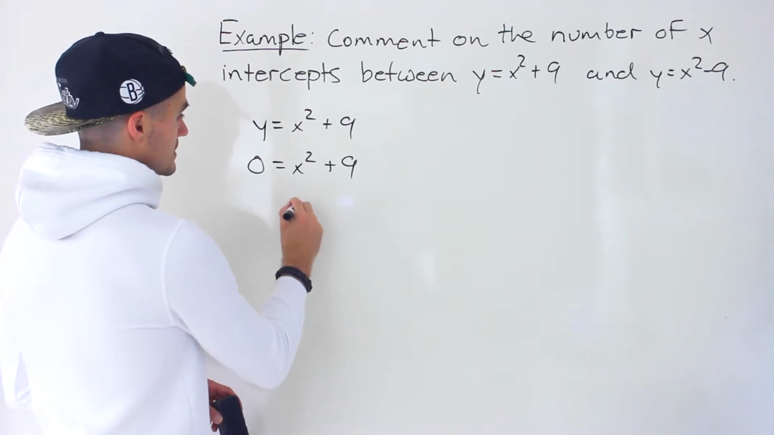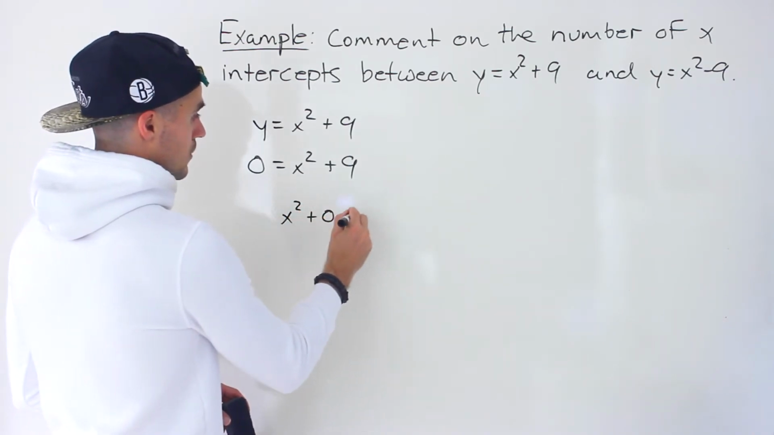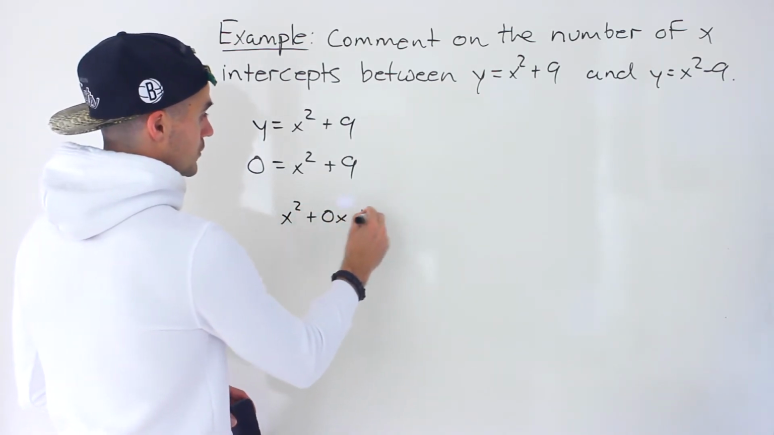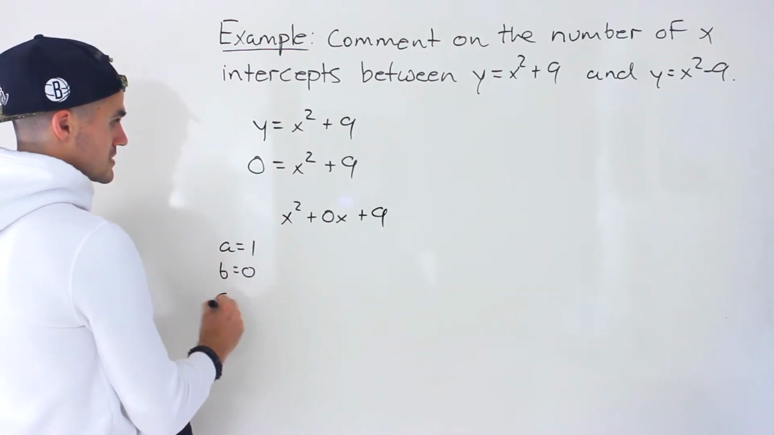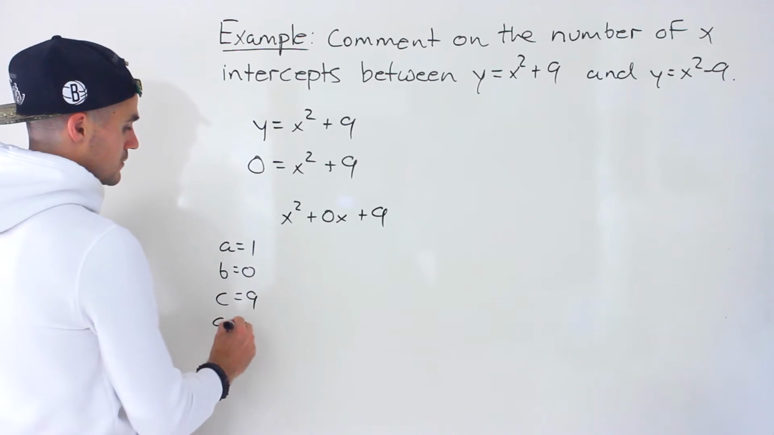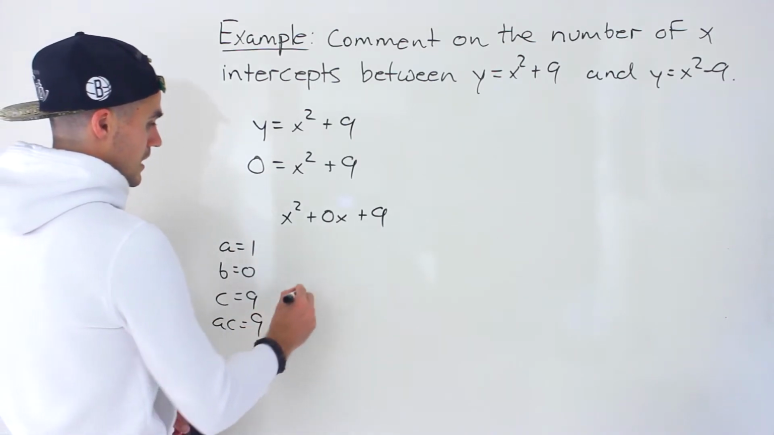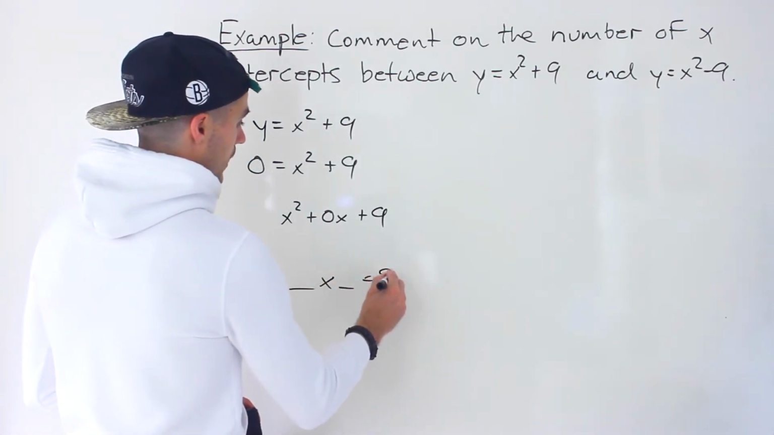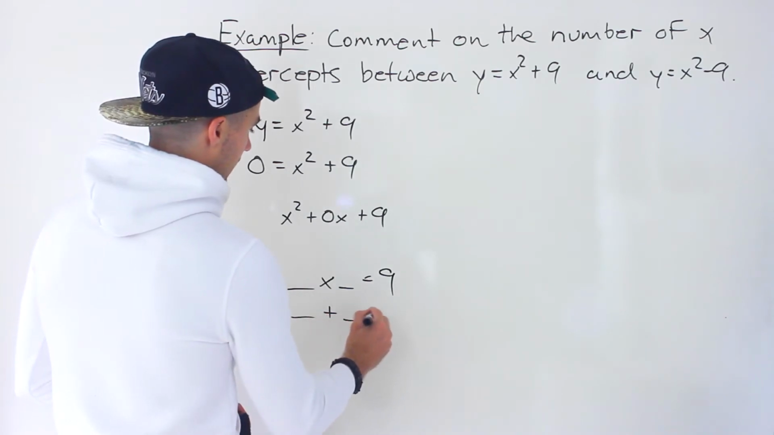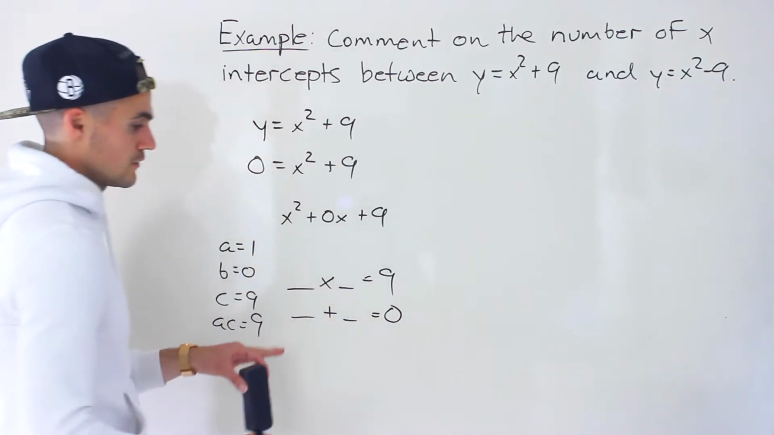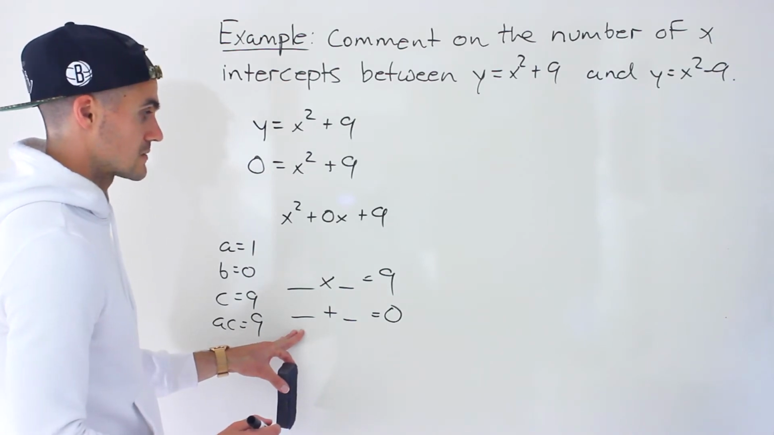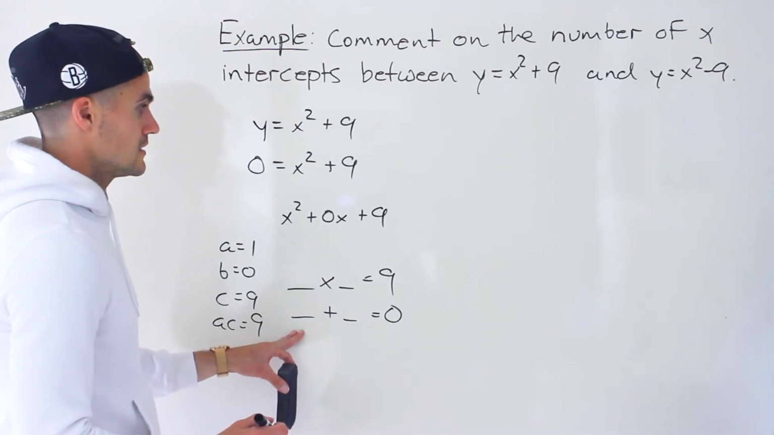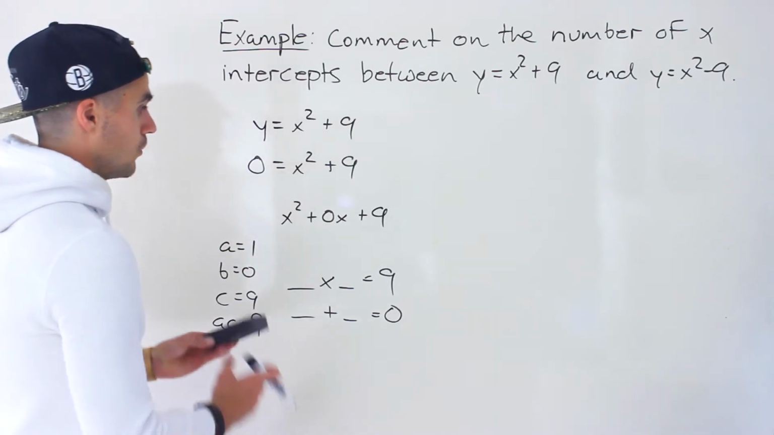If we rewrite this as x squared plus 0x to bring in that b value, plus 9, the a value is 1, the b value is 0, the c value is 9, and the ac value is 1 times 9, which is 9. So we have to find two numbers that multiply to positive 9 and add up to that b value of 0. There are no two numbers that satisfy this. So this actually won't factor.